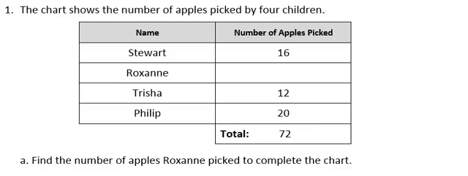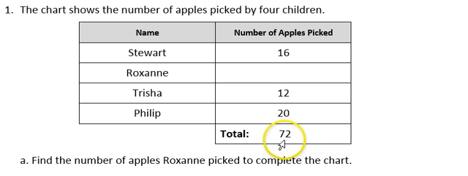This tutorial is for 3rd grade Module 6 Lesson 9. In this lesson we're going to continue working with graphing data. The first chart shows us the number of apples picked by 4 children, and you will see that there is an empty spot for Roxanne. And the first direction says that we need to find out how many apples Roxanne picked.